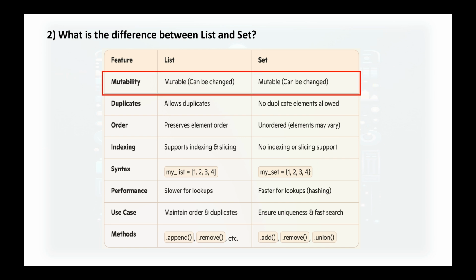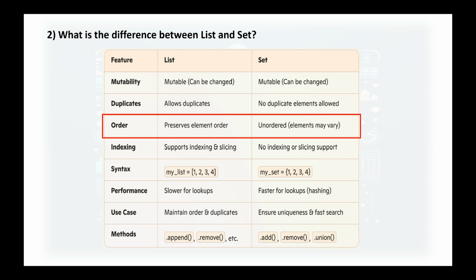Considering mutability, lists in Python are mutable, which means you can modify, add, or remove elements after the list is created. This flexibility makes them ideal for collections that will change over time. Sets are also mutable in that you can add or remove elements. However, they come with a key constraint. They only store unique values. This means if you try to add a duplicate, it will be automatically ignored.